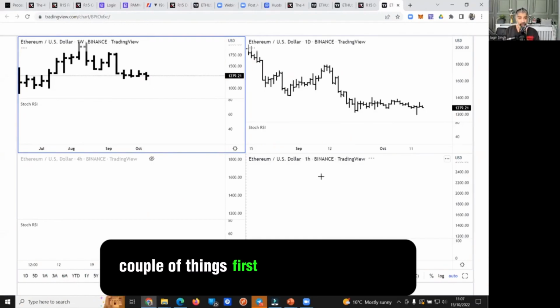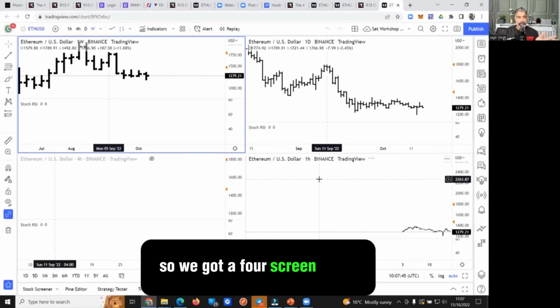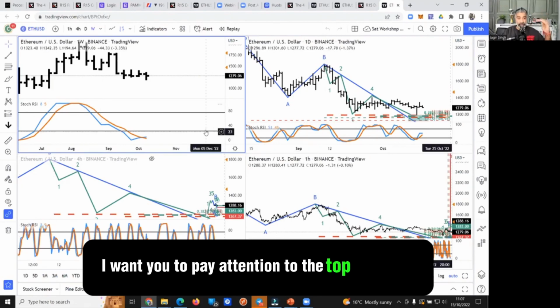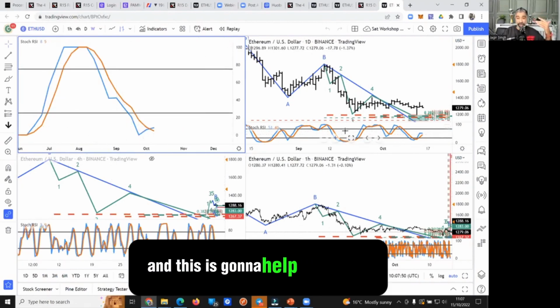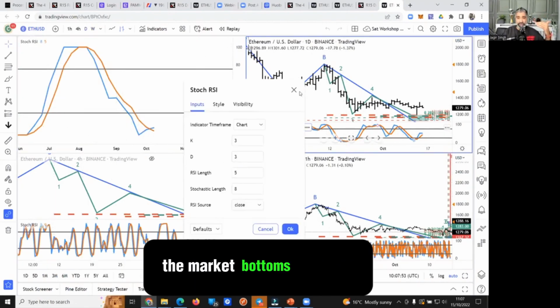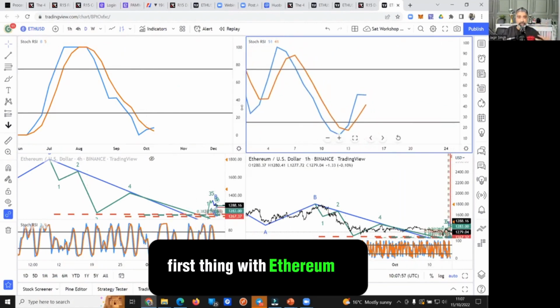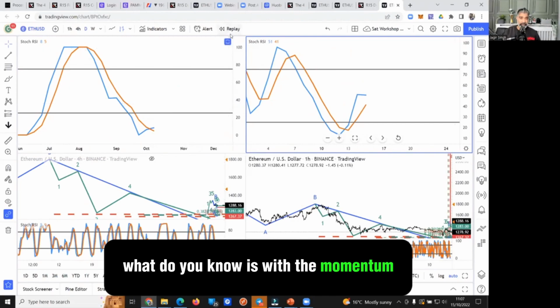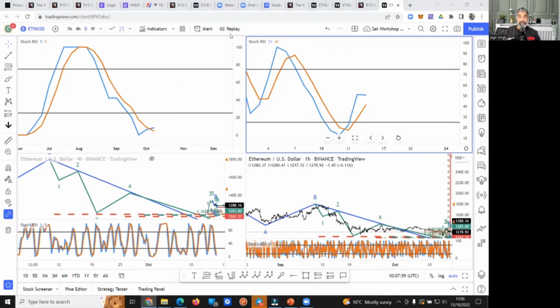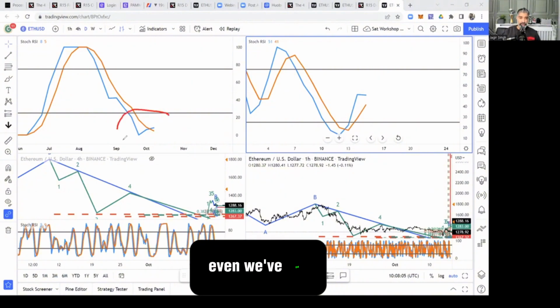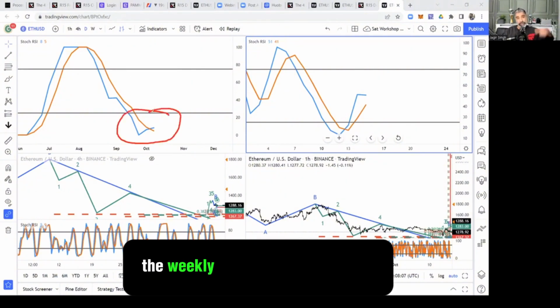All right, so we're going to go into Ethereum. A couple of things, first of all, with Ethereum. We've got a 4-screen setup. I want you to pay attention to the top half, right? And this is going to help us identify the market bottoms and tops. First thing with Ethereum is, what do you notice with the momentum?